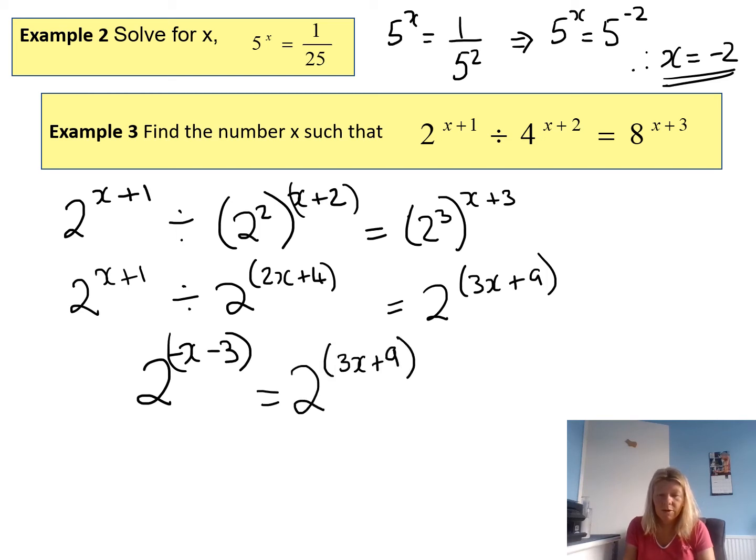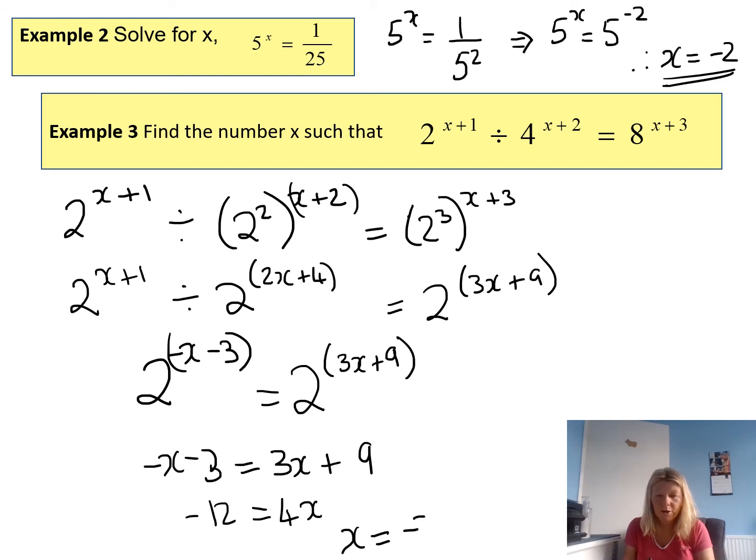Now we've got on this side, bases are the same, equal to each other. So that means the powers must also be the same. Minus x minus 3 equals 3x plus 9. Bring that one over here. So we've got 4x, stick that over there. We're going to have minus 12. And if you divide that by 4, you'll get x will equal minus 3.